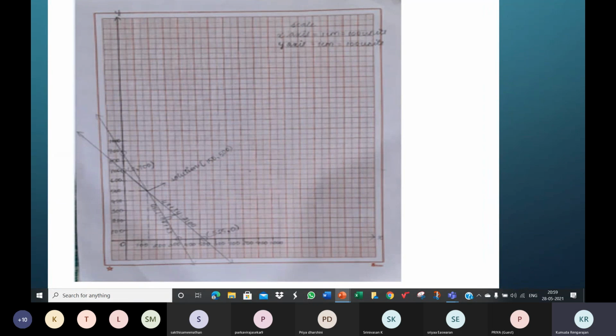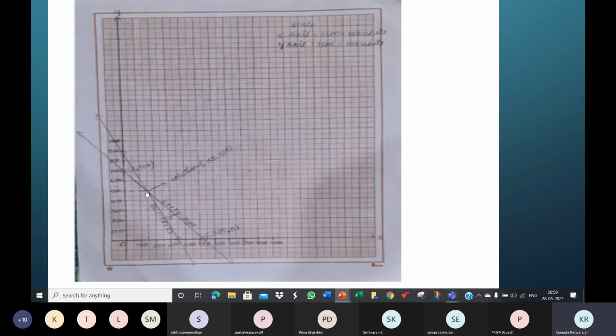I had to make this PPT in a hurry today, so I couldn't make it very neatly. I'm sure the numbers on the x-axis and y-axis are not visible, so I'm reading it for you: 100, 200, 300, 400, 500, and so on. The scale is 1 centimeter for 100 units on both the axes.